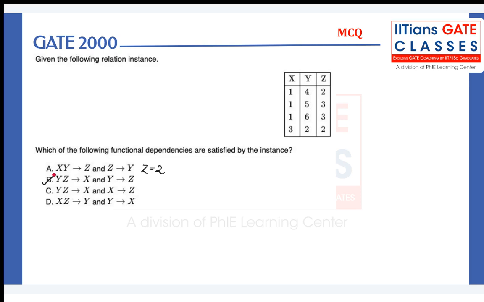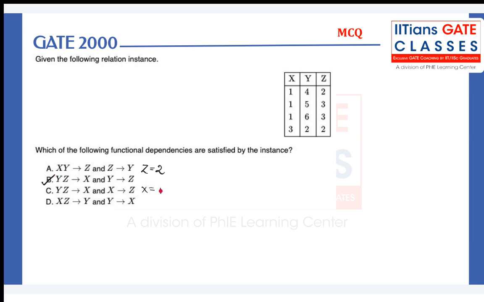But just to learn, why is C not correct? Who is the culprit? What is the problem with C? See, YZ derives X is definitely correct, because if you're saying option B is correct, in option C you do not have to look at YZ derives X. So there is some problem with X derives Z. What is the problem? X equal to 1. If X is equal to 1, I am getting different values of Z. I'm getting 2, 3, not exactly one value. So this is the issue with X equal to 1.